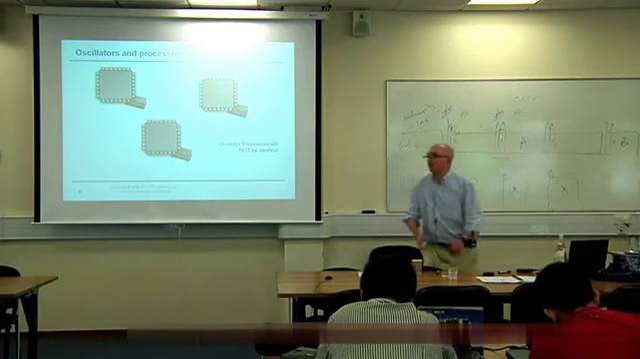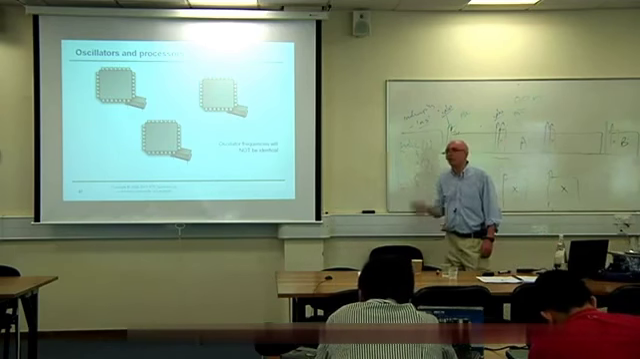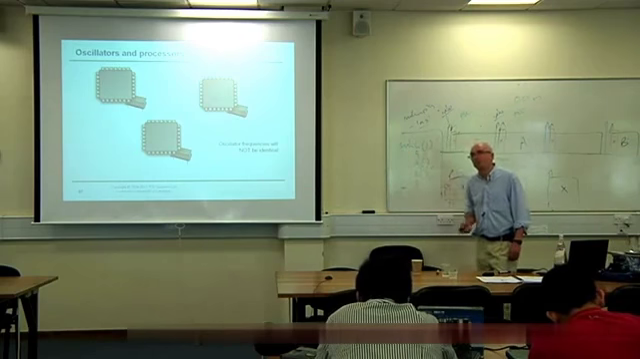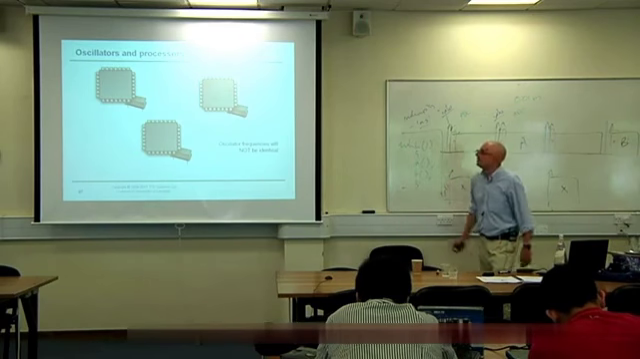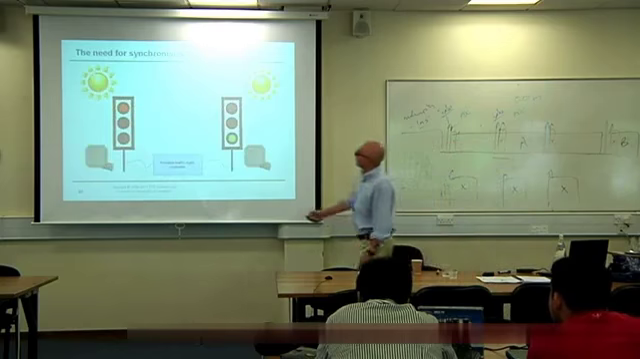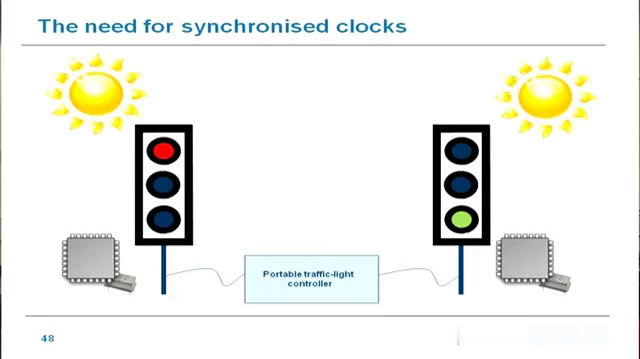Even if you take them out of the box and run them at the same time, the frequencies will not be the same. You'll get drift between them. Take this kind of scenario: a portable traffic light controller. That one's controlling that end of the network, that one's controlling that end of the network. You've got roadworks. You only want the traffic to go that way.